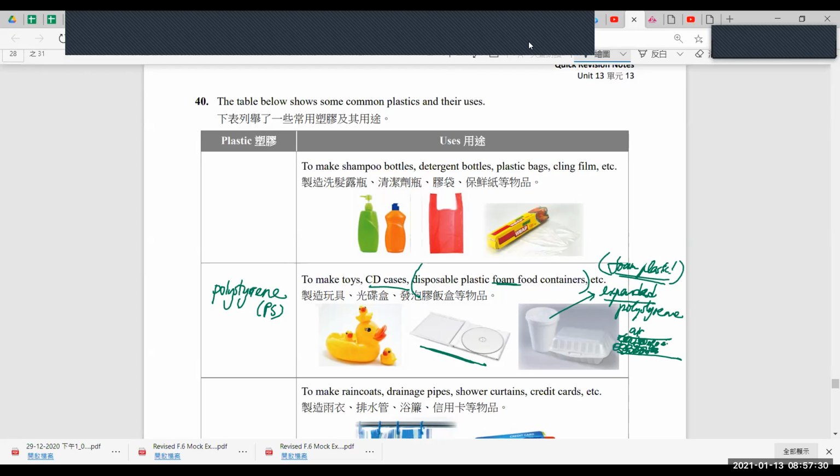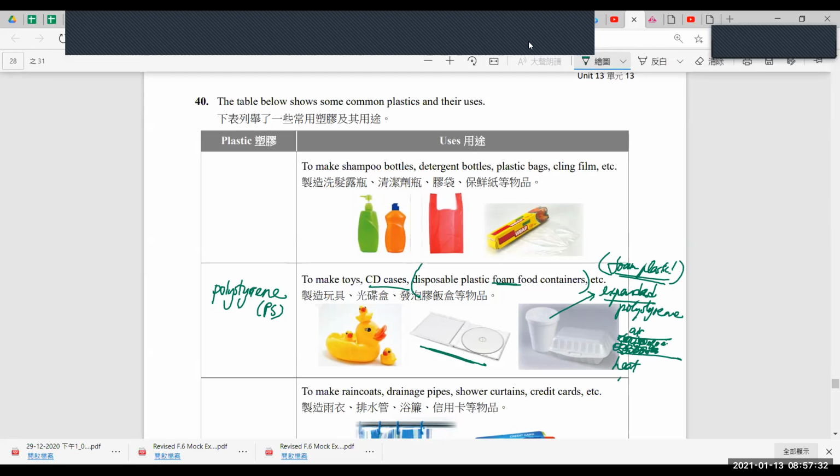So what is the use of this? It is a very good heat insulator to keep food or drinks warm. The air and plastic are both very poor heat conductors. It will help insulate the heat and reduce heat loss. Can you get the point?